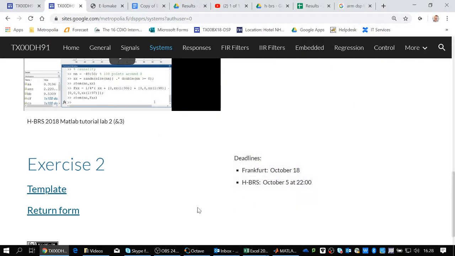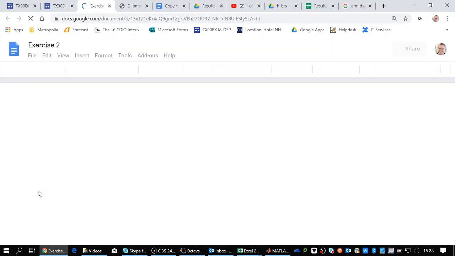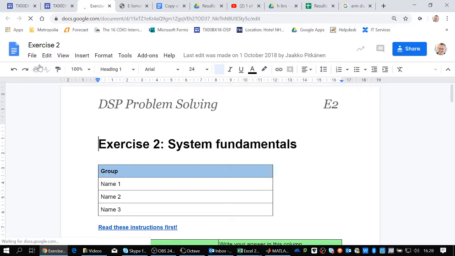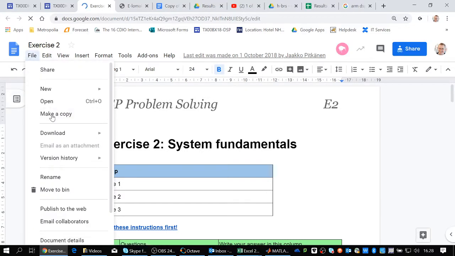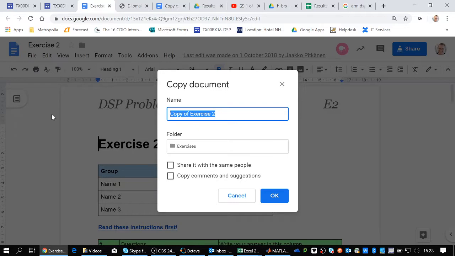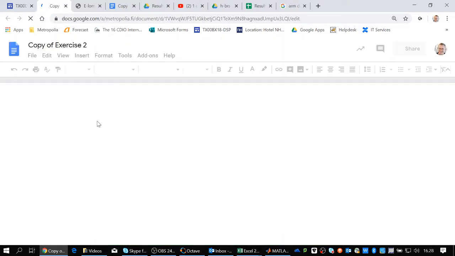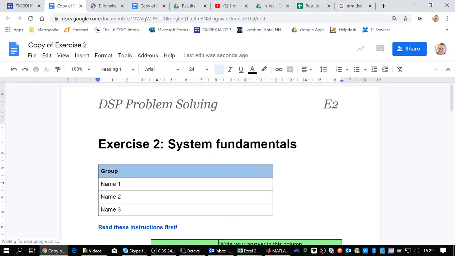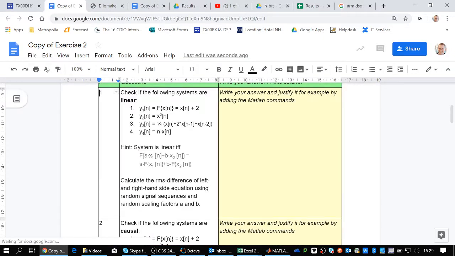So let's take a look at the second exercise. And the same thing as earlier, when you have the second exercise, you first make your own copy. There we have the own copy of the exercise, and basically then start filling it. The first three questions I think we will be doing together, since that takes a lot of time.